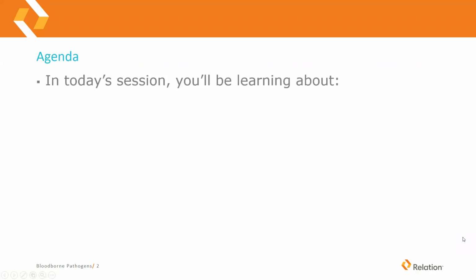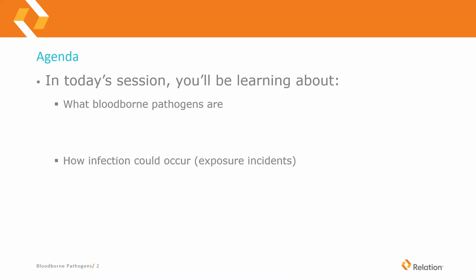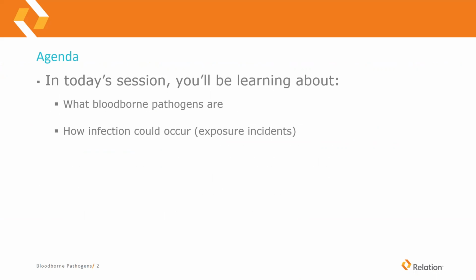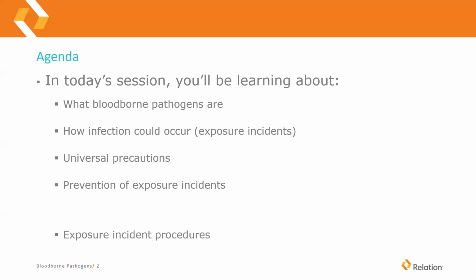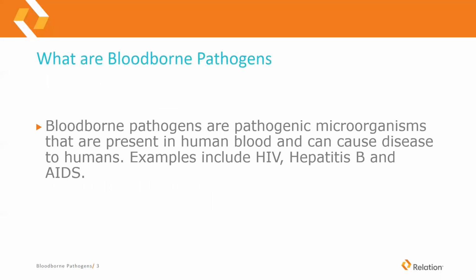All right, so for the agenda today, we're going to learn about what a bloodborne pathogen is, how infections can occur, which are called exposure incidents, universal precautions, prevention of exposure incidents, exposure incident procedures, and at the end, we'll have a 10-question quiz. So what are bloodborne pathogens?